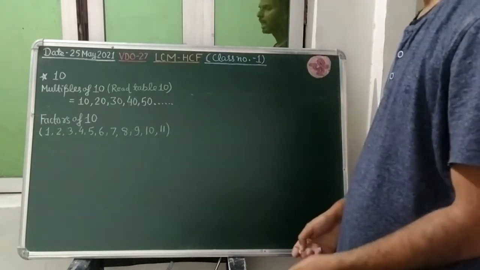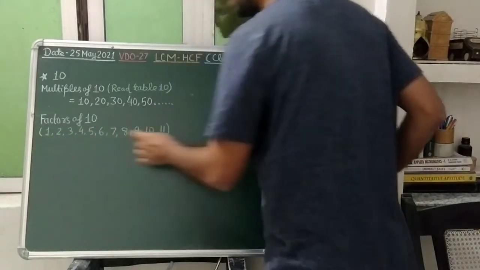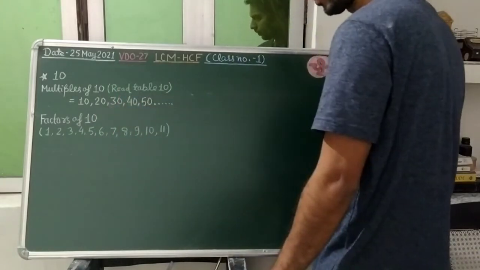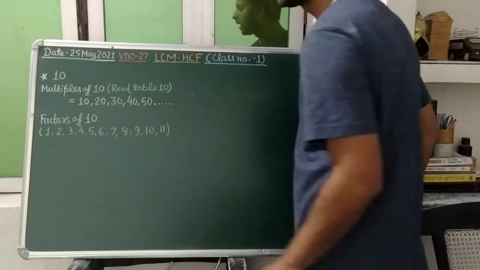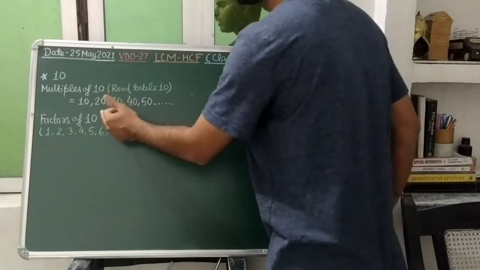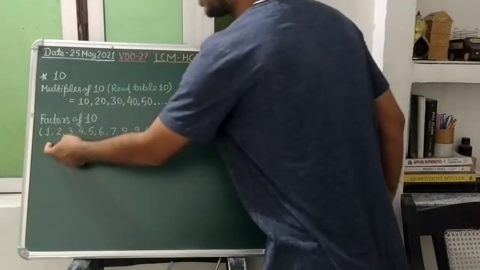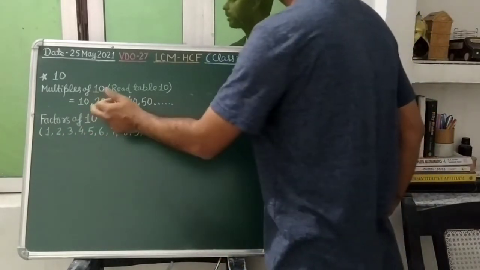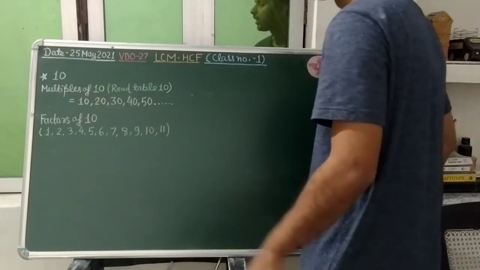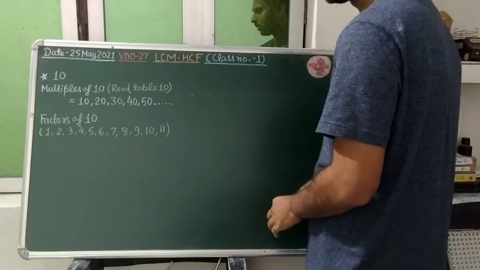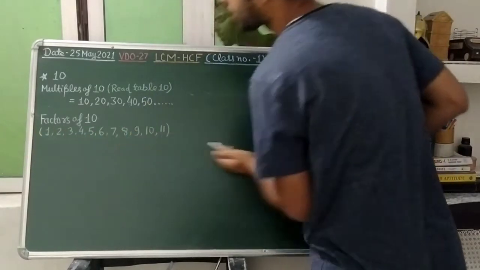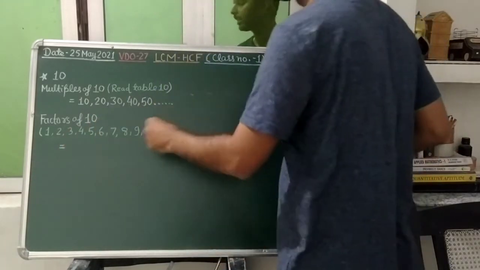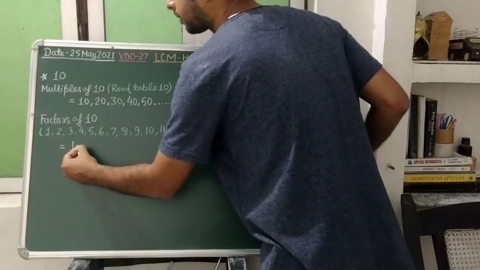And we'll check, from 1 to 11, which number is going to divide the given number. Here the given number is 10. We will check from 1 to 11 which number divides 10. That will be a factor of that number. So is 1 dividing 10? Of course 1 will divide 10. So 1 will be a factor of 10.